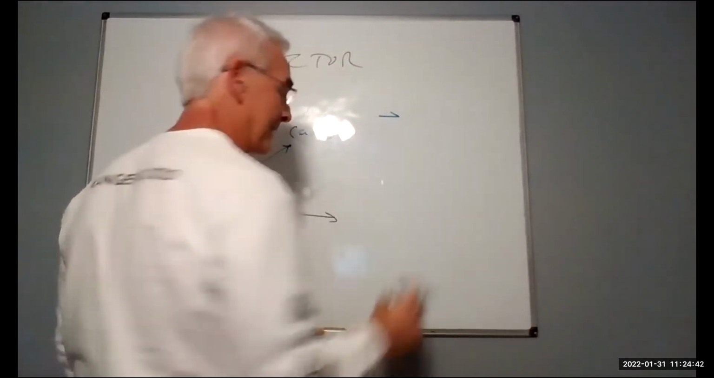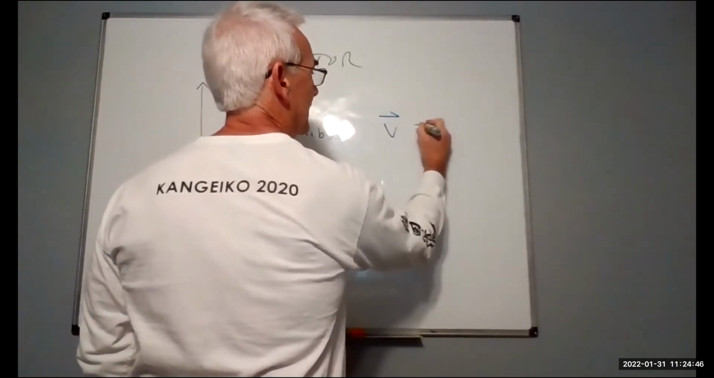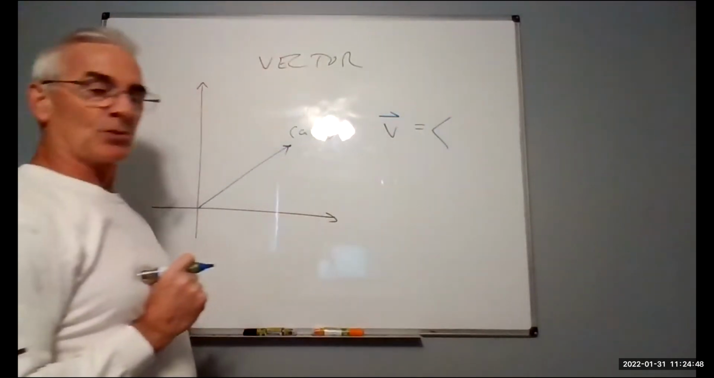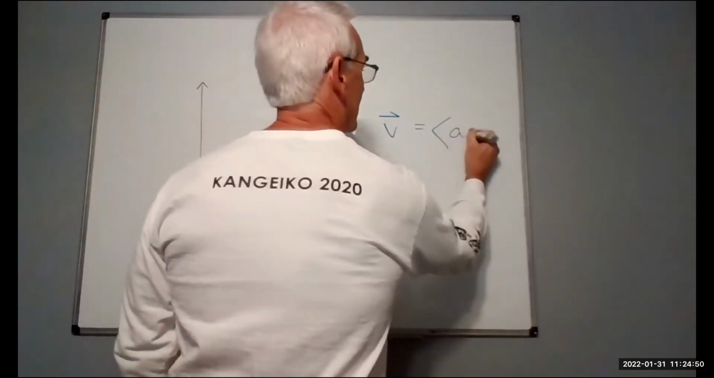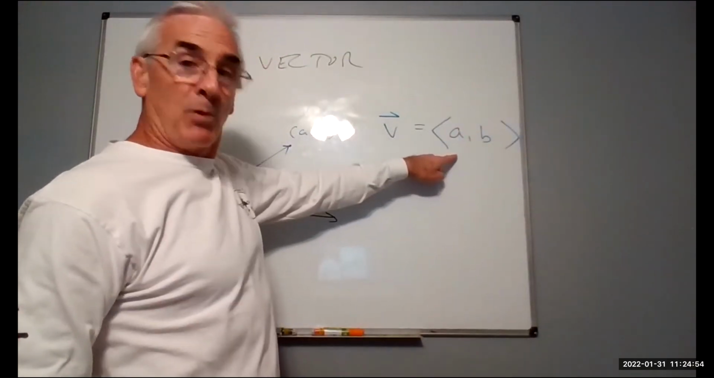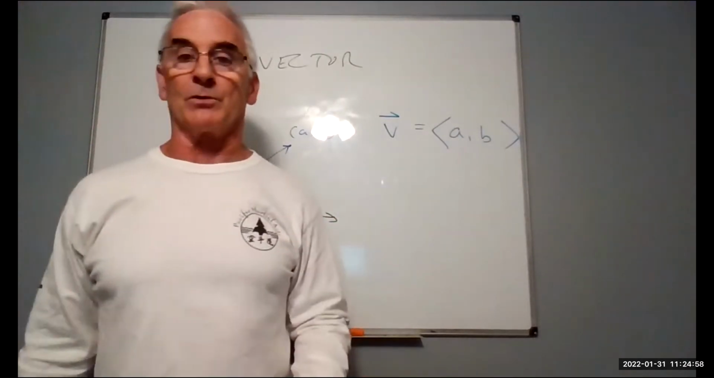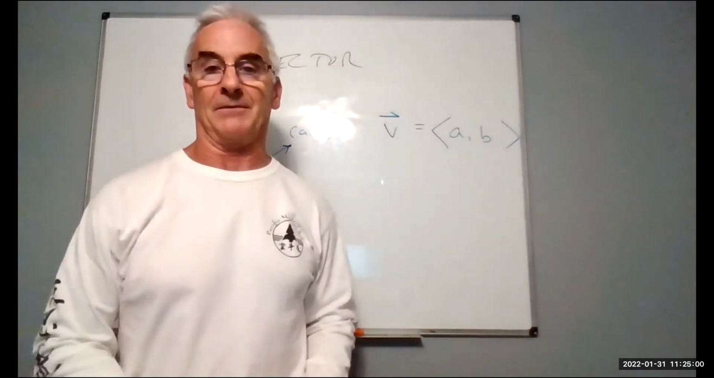Now there's something special about the hat because there's a notation thing going on here. So I call this vector V, and then we use these sort of triangular brackets, ⟨A, B⟩. This refers to the vector whose terminal point is the point (A, B). So this picture. Now, a vector is not a numerical value. A vector is a thing, okay?